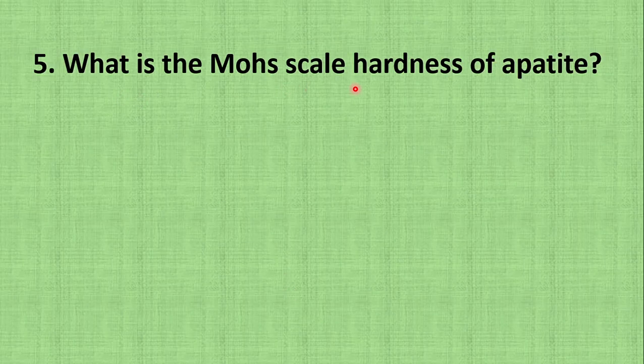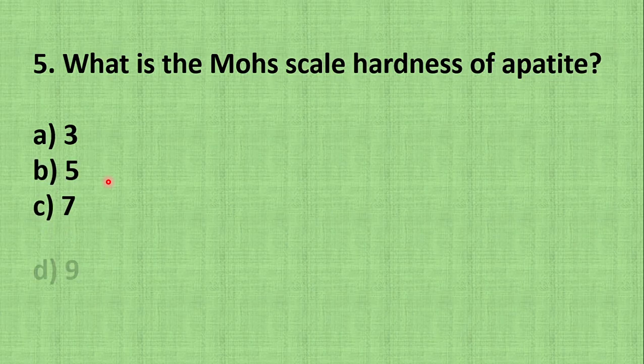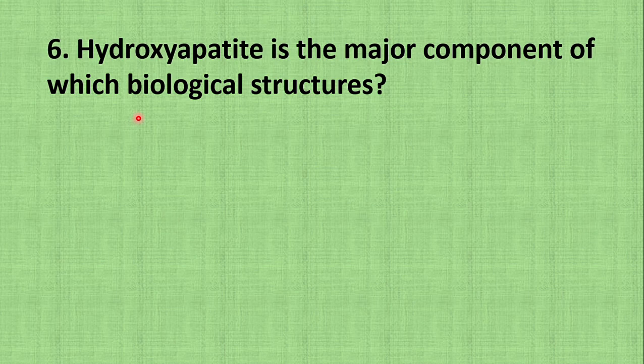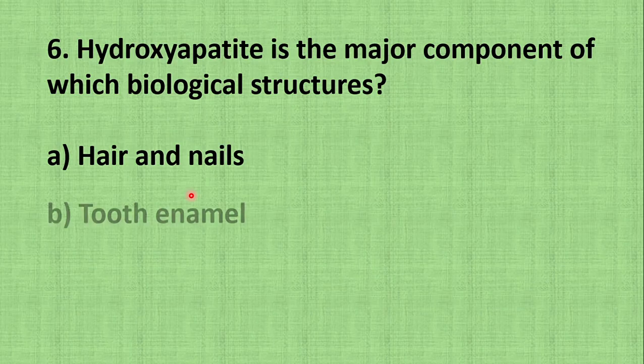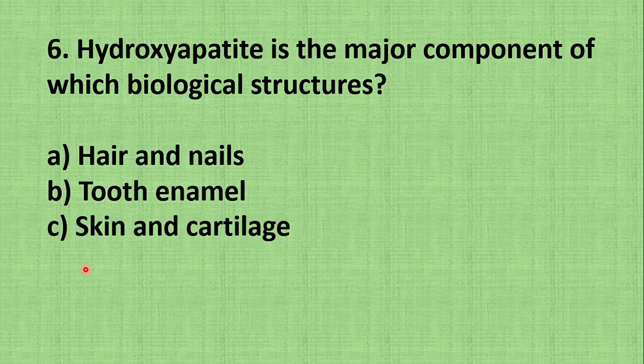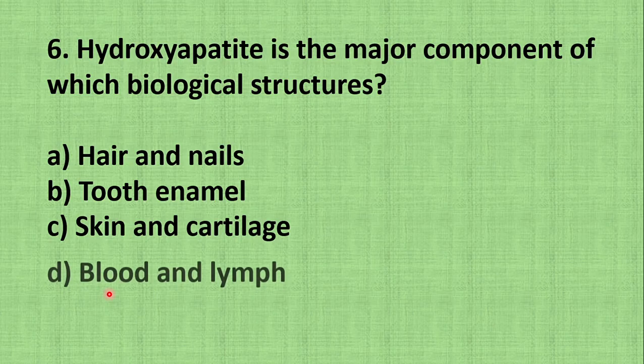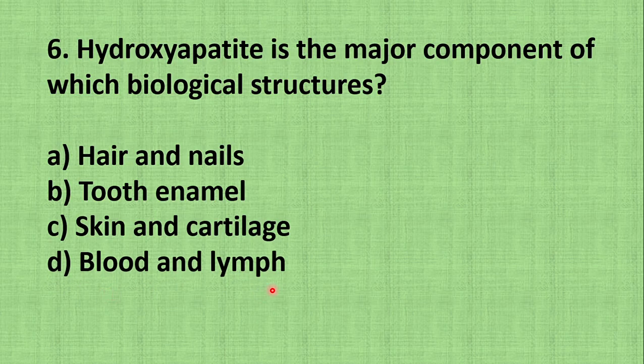What is the Mohs hardness of apatite? 3, 5, 7, 9. So which one is the correct answer? What is the hardness of mineral apatite? 5. Okay. Hydroxyapatite is a major component of which biological structure? Hair and nails, tooth enamels, skin and cartilage, and blood and limbs. So what is the right answer? So right answer is tooth enamels. Okay, tooth enamels.